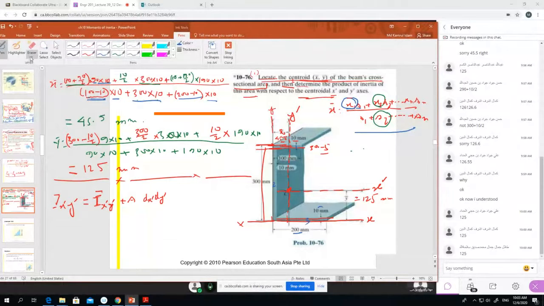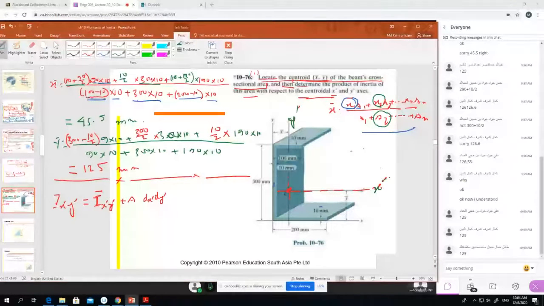Now we will calculate the product of moment of inertia with respect to x prime and y prime. Now we have three sections, right? So this we have to do three times.